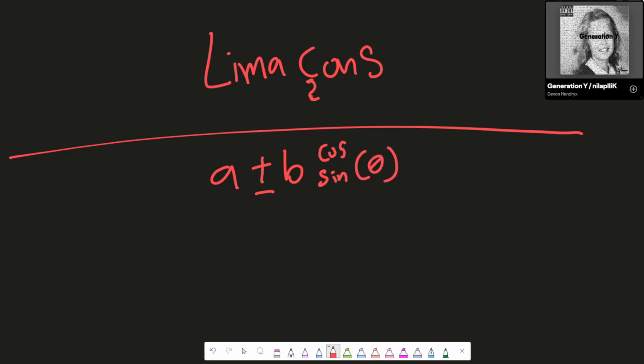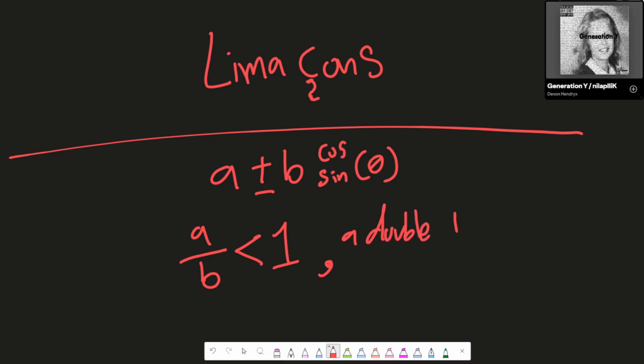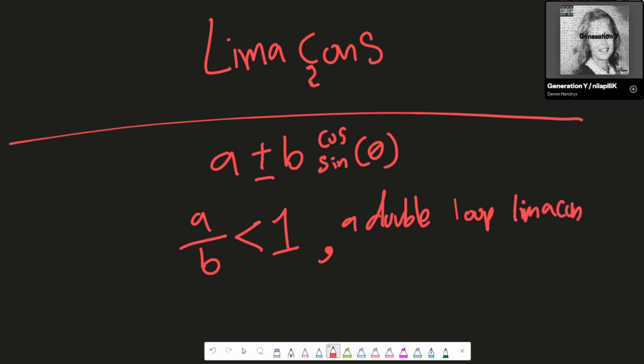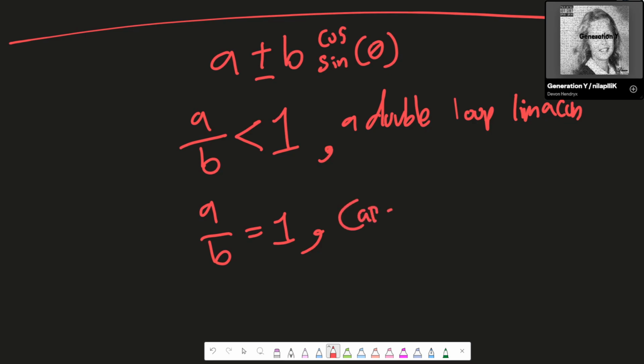What ends up happening here is you can actually figure out what kind of limaçon you're working with pretty quickly. If you divide a by b and that is less than 1, you will have a double looped limaçon. When a over b is equal to 1, you get a special case of a cardioid. It's called a cardioid because it looks like a heart, and I think they're pretty cool. They kind of look like this.